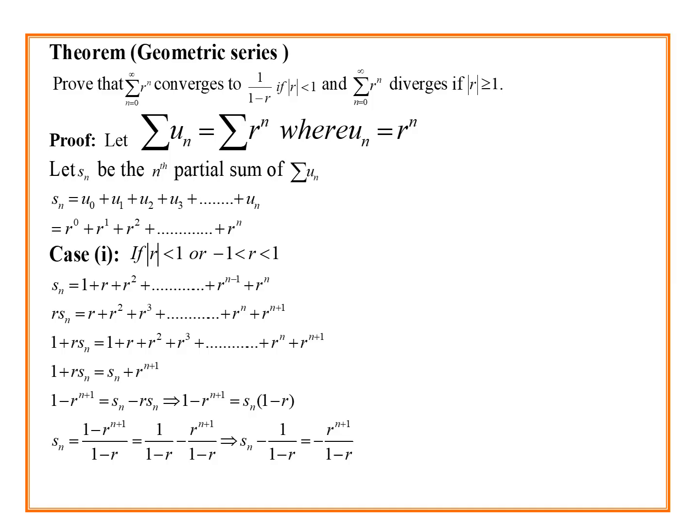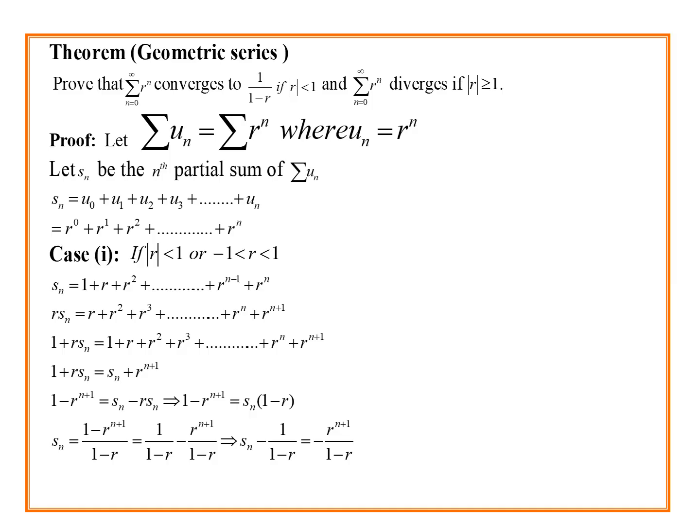So let Sn be the nth partial sum of sigma un. Sn is equal to u0 plus u1 plus u2 plus u3 plus so on un. What is the un value? r power of n. So u0 is nothing but r power of 0, u1 is nothing but r power of 1, u2 is nothing but r square. So that is equal to r power of 0 plus r power of 1 plus r square plus so on r power of n. Now case 1. If mod r less than 1, it can be written as minus 1 less than r less than 1.